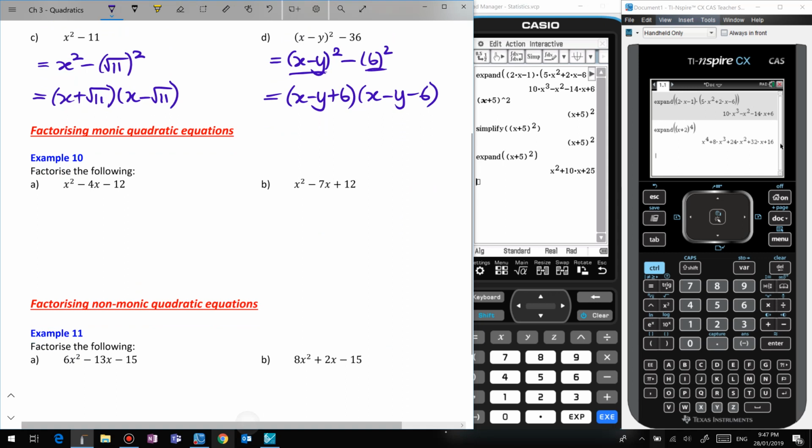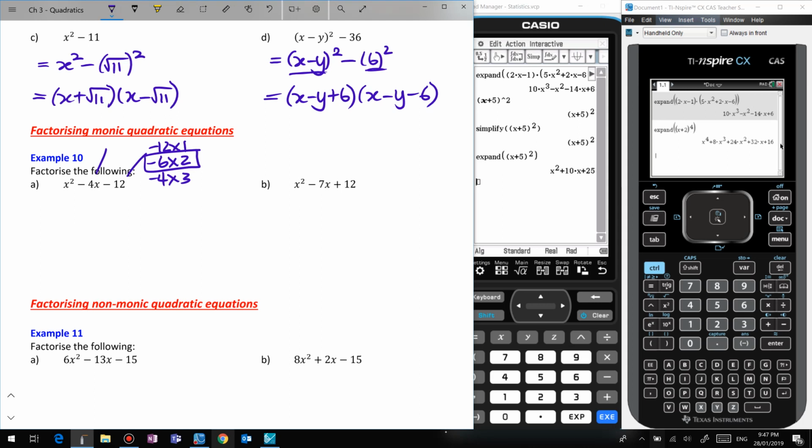Okay, here when I want to factorize these, I want to work out two numbers that multiply to give the last term. So what are two numbers that multiply to give negative 12? We could have negative 12 times 1. We could have negative 6 times 2, or negative 2 times 6, same thing. Negative 4 times 3. And I want those same numbers to add to give negative 4. So when you add these two numbers, you get negative 4.